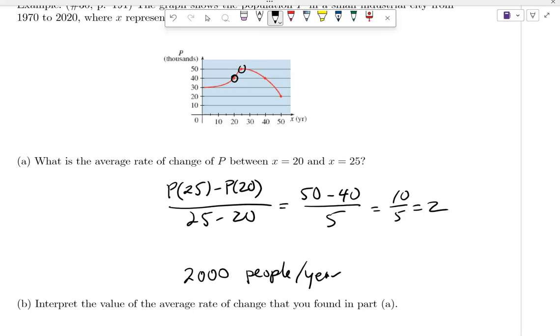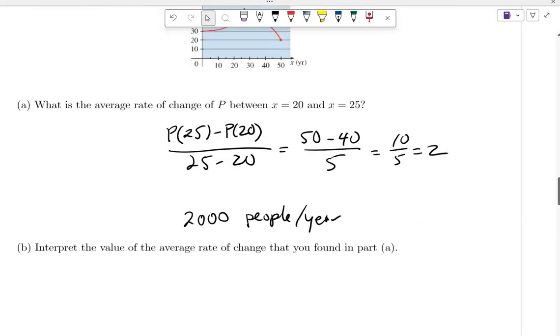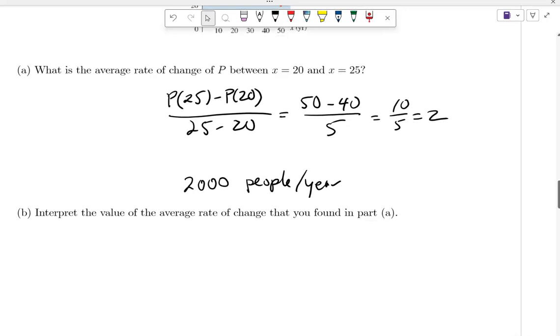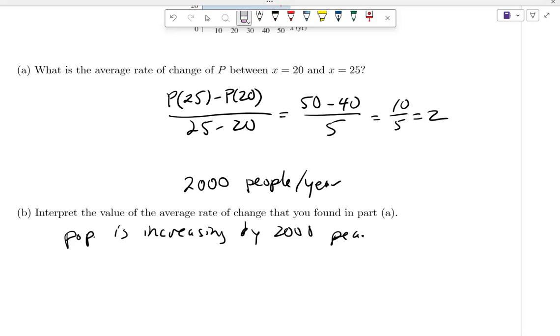Does that make sense? And actually that second part is the interpretation. Since we defined the p to be the output in thousands, this is the part that they wanted for part A. That really was the 2. This is your interpretation. So what is it saying? Increasing population by 2,000 people. Yeah, good. So this just says the population is increasing by 2,000 people each year.